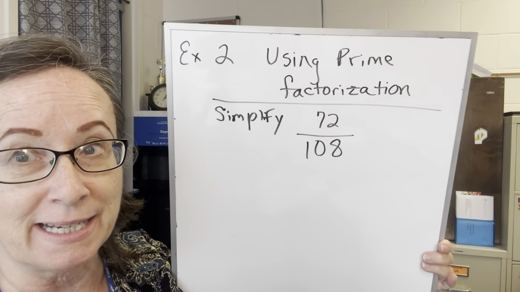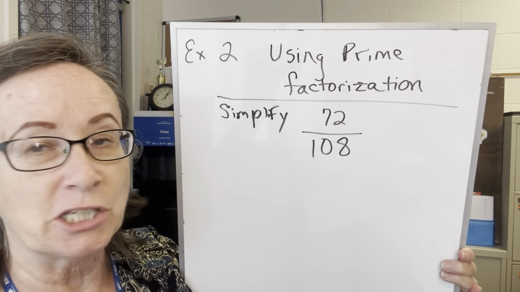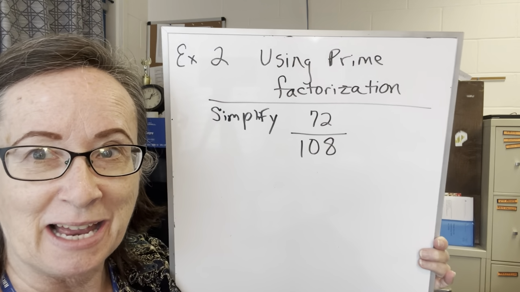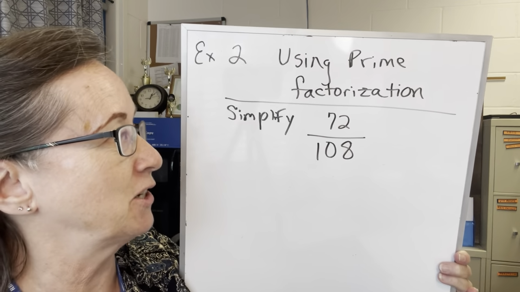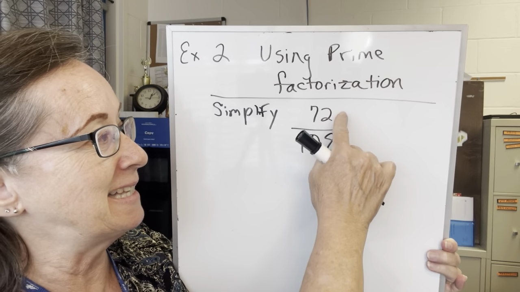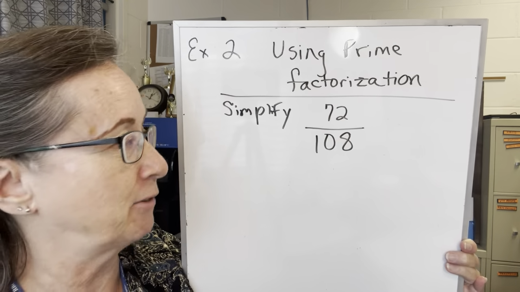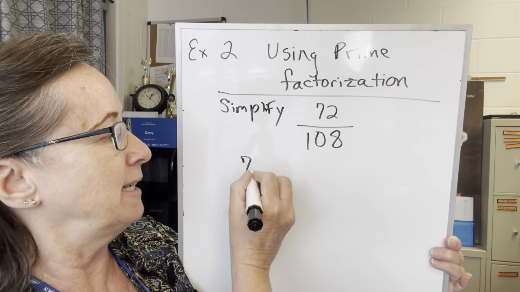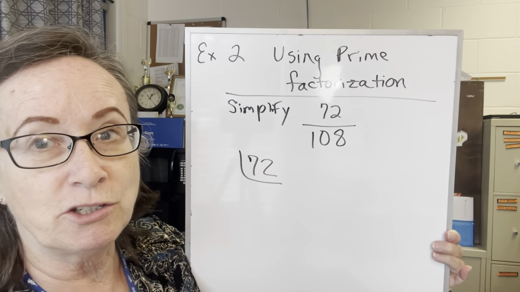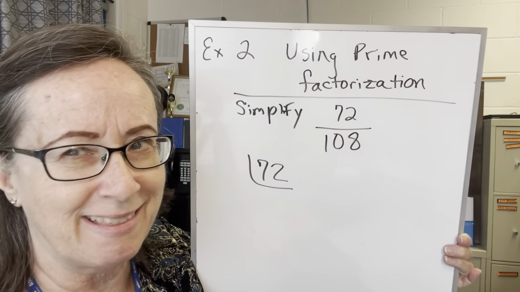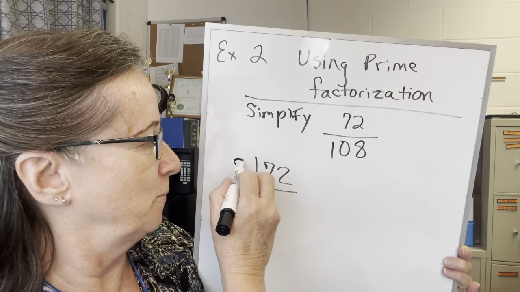Now, one very easy way to divide by the greatest common factor is by using what we studied last time, which was prime factorization. We're going to simplify 72/108 using prime factorization. So let's take 72, and I'm going to divide out the prime factor that I see first, which is a 2.